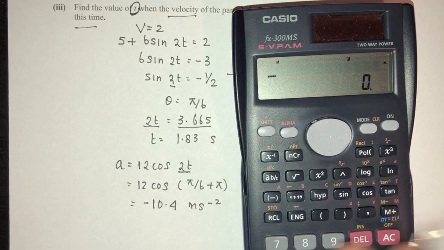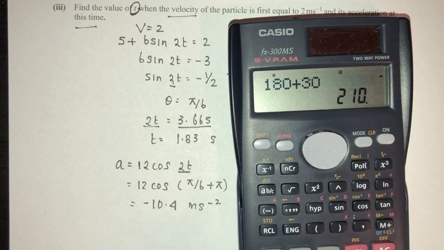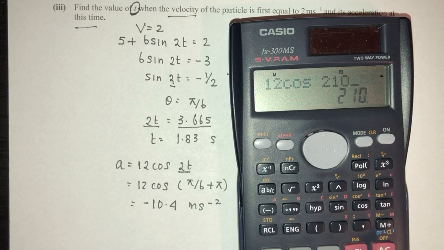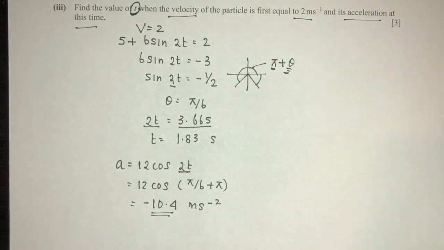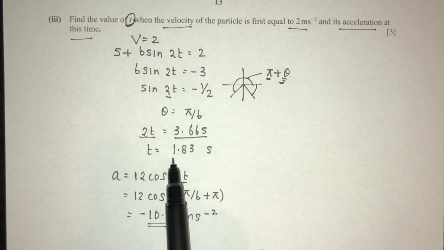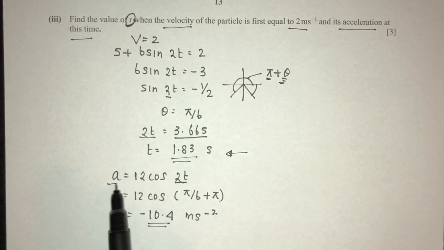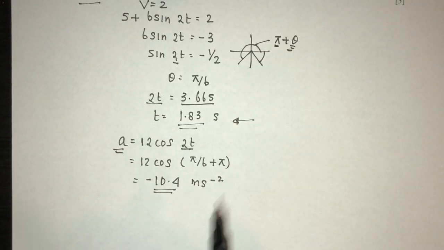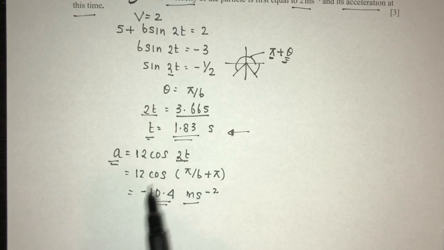Let's do that. So what is pi? Pi is 180 plus 30, that is 210 in terms of degrees. Now 12 cos of 210, that should be, okay, that is confirmed, it should be this value. So again, the value of t is 1.83 and the value of acceleration should be minus 10.4. So you can just replace t because the value is not exact.